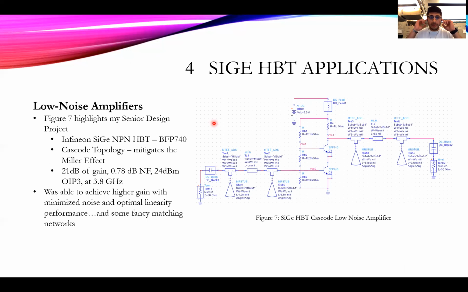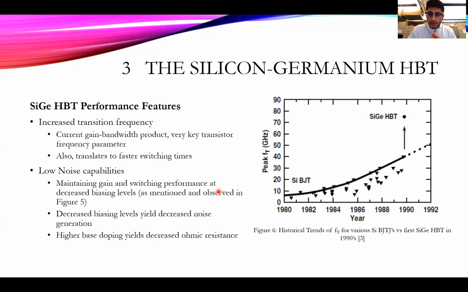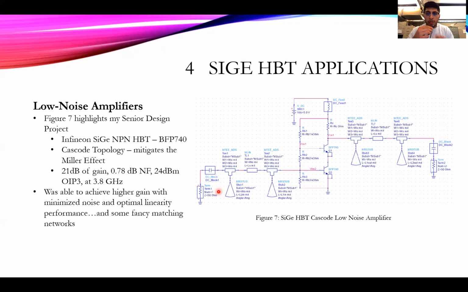So now I want to get into some applications of SiGe HBTs. One huge application is amplifiers, and Figure 7 here shows a cascode type low noise amplifier. This was from my senior design project last year, and it's featuring an Infineon Silicon-Germanium NPN type HBT, specifically their BFP740 series.